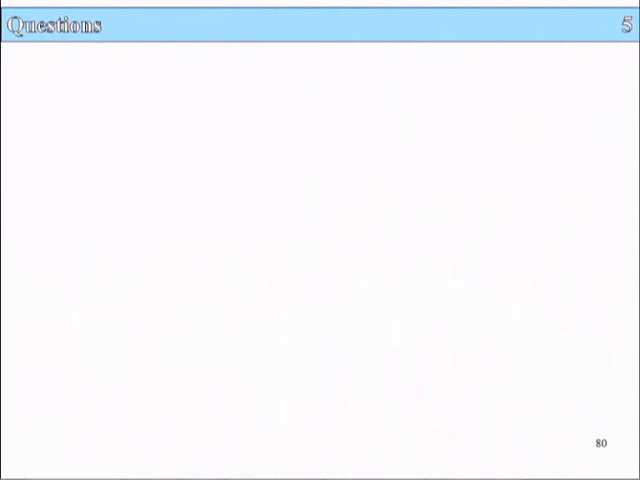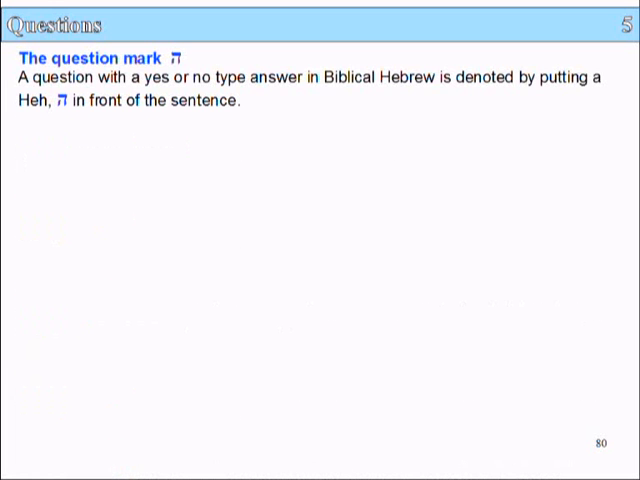Slide 80, Lesson 5, Questions. The question mark. A question with a yes or no type answer in Biblical Hebrew is denoted by putting a hey in front of the sentence.